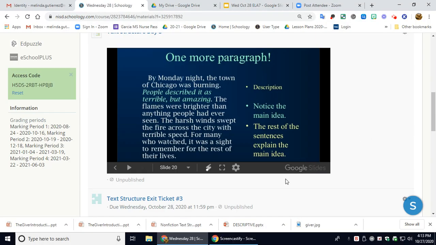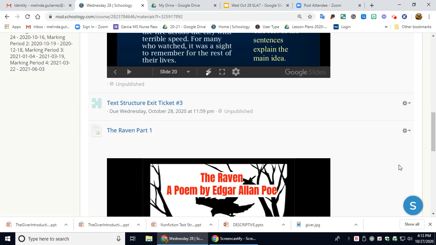So if you could please try your hand at this text structure, exit ticket 3, tomorrow, and I'd like for you to be studying these different text structures and their signal words, because tomorrow you'll have an exit ticket that will encompass all of the ones that we learned.